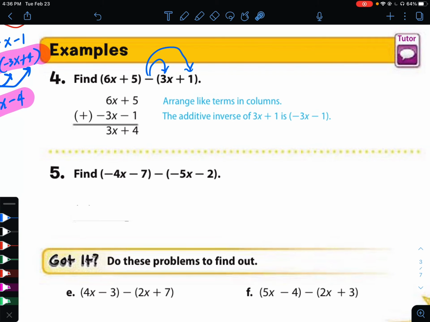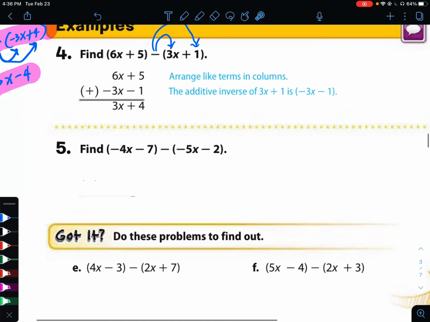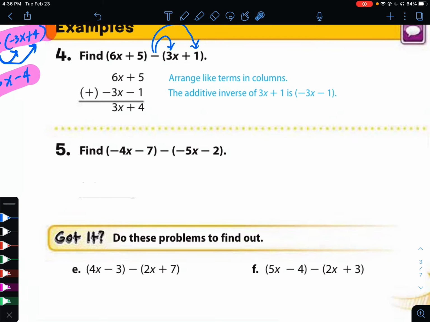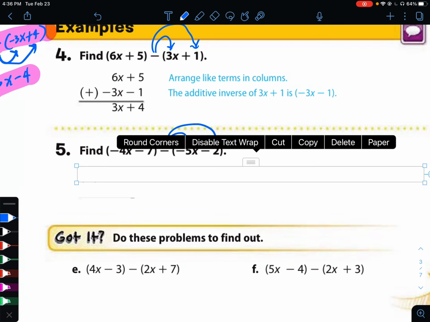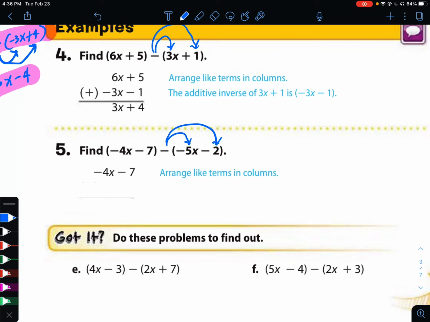Okay, let's do another one. Example number 5. The quantity 4x minus 7 minus the quantity 5x minus 2. Again, we're adding the additive inverse of 5x minus 2. So we're distributing the negative 1 to 5x and negative 2. First we put them into columns. We have 4x minus 7.